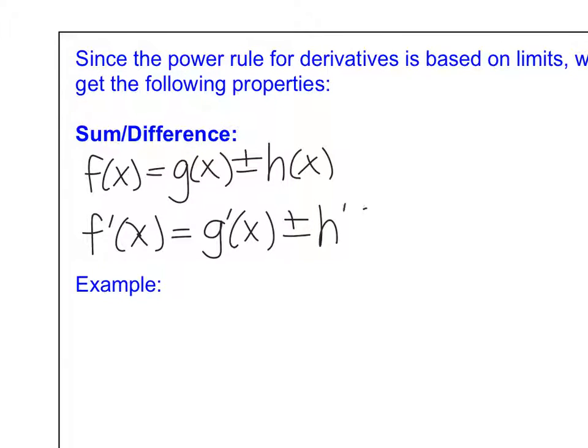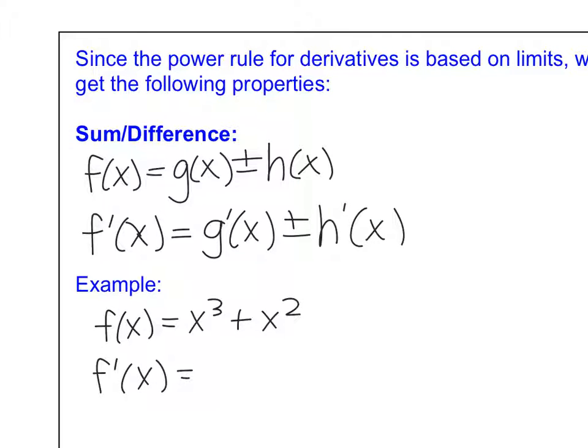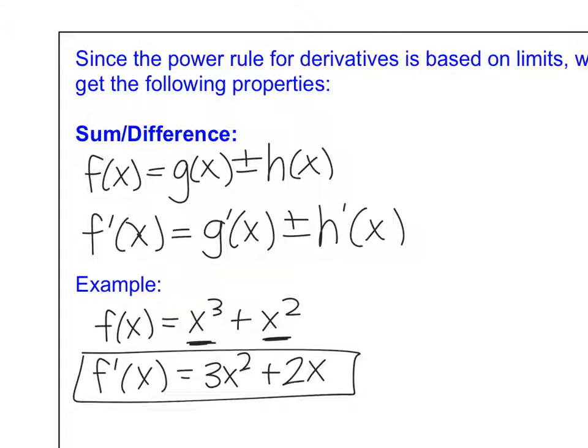Okay, this hopefully is not too big of a surprise since this is based on limits, right? For example, if I have x cubed plus x squared, if I want to find the derivative, I can use the power rule to take the derivative of this, 3x squared. I can use the power rule to take the derivative of that, 2x, and just add them together, and there's my answer. Okay?